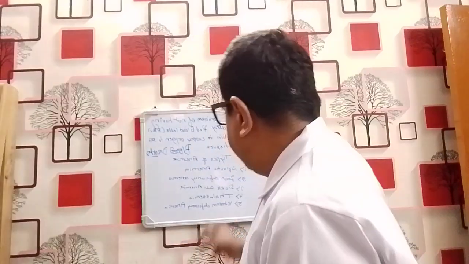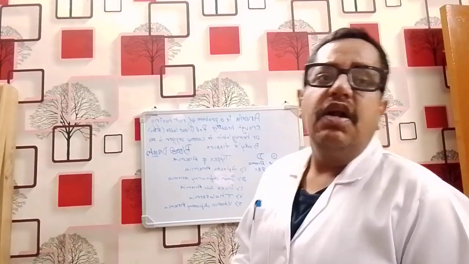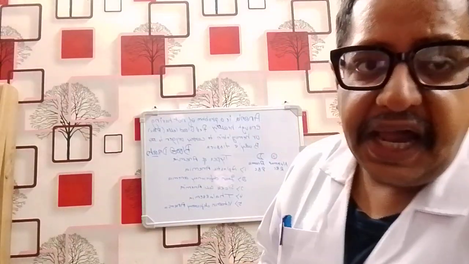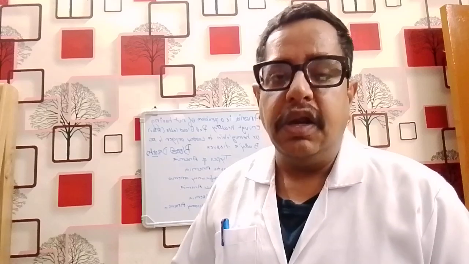It can be aplastic anemia, iron deficiency anemia, sickle cell anemia, thalassemia, or vitamin deficiency anemia. Now, what is anemia? Anemia is a blood disorder in which the RBCs, or red blood cells, do not have enough hemoglobin, the protein that carries oxygen to supply to the body.